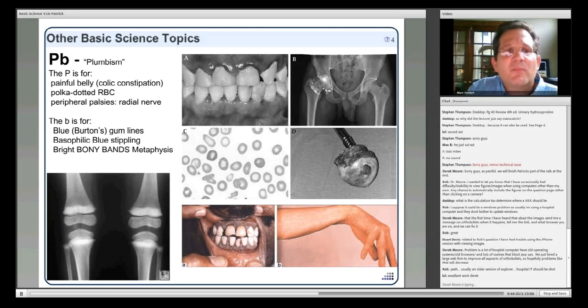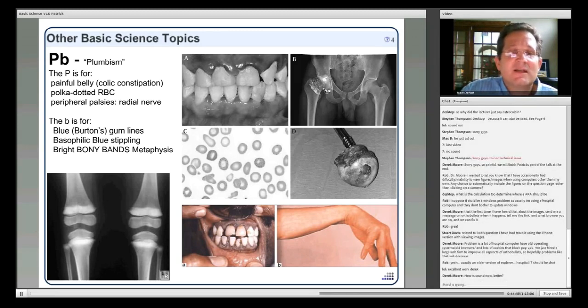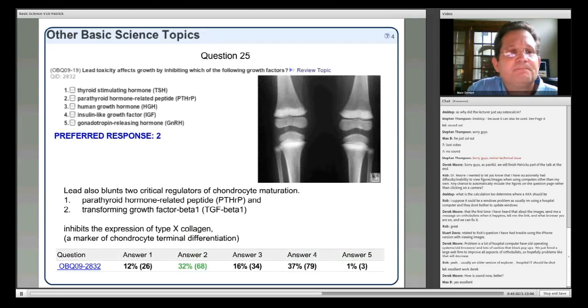And then peripheral palsies. And the classic orthopedic question for lead toxicity is a radial nerve palsy. And so if you ever see a radial nerve palsy and it's not someone who's been drinking with their arm over their chair, think about moonshine and think about lead toxicity. Now, plumbism is PB, so B is for those blue gum lines, the Burton's gum lines, the basophilic blue stippling on the red cells, and B is for the bright bony bands of the metaphysis and growing bones that you can see on the slide on the bottom.